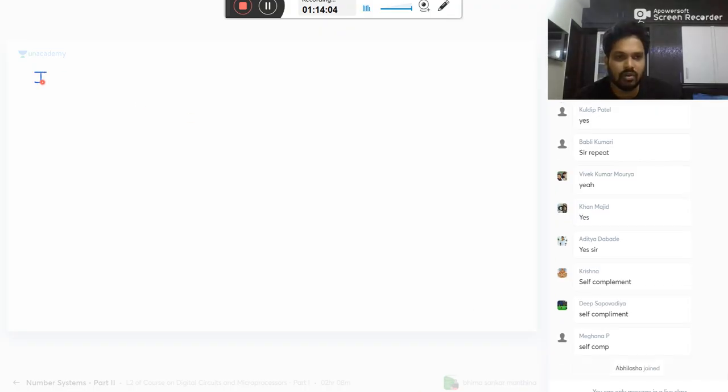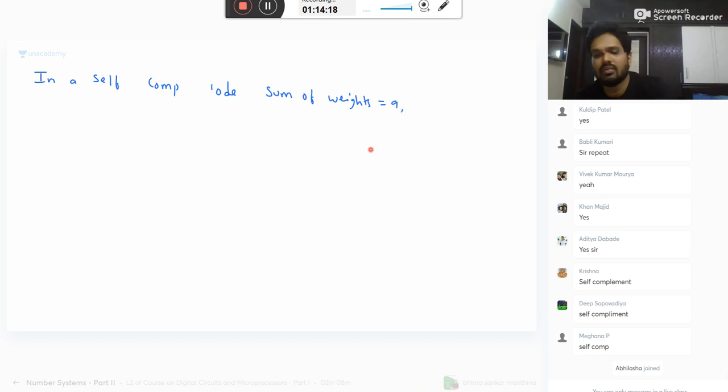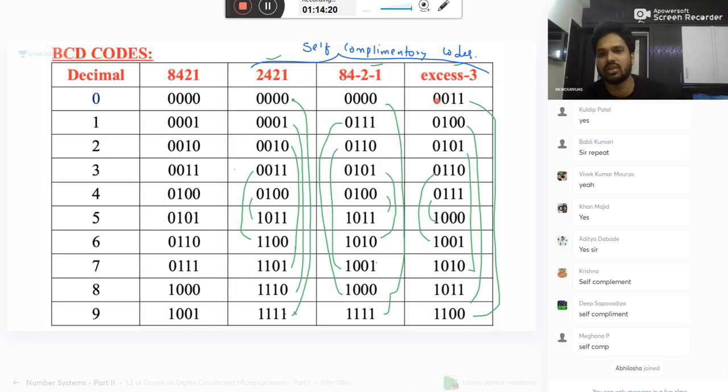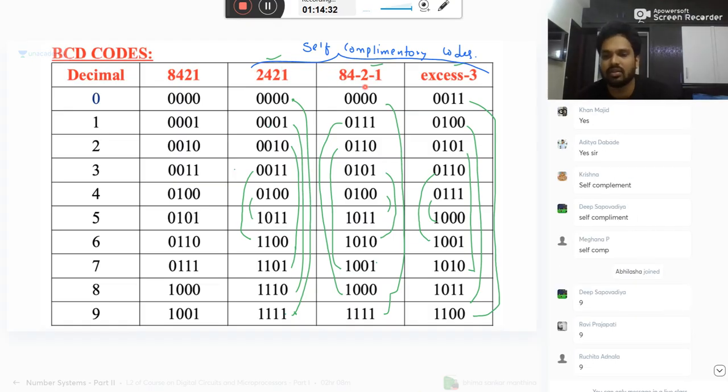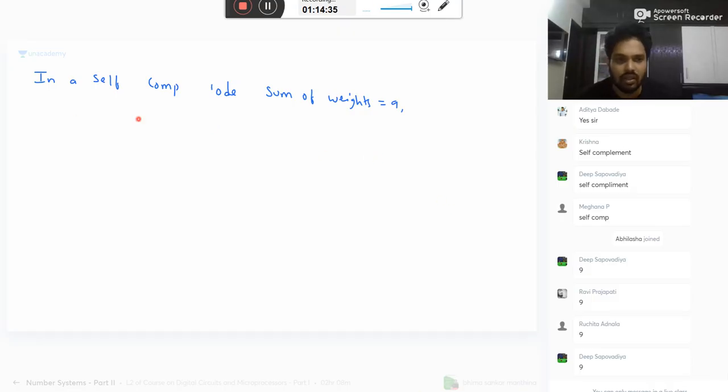In a self-complementary code, the sum of weights is equal to 9, but excess 3 does not have any weights. Don't worry about that. Only these are weights. You add these weights: 2 plus 4 is 6, 6 plus 3 is 9. 8 plus 4 is 12, 12 minus 3 is 9. That is one thing. And 9's complement is equal to 1's complement.